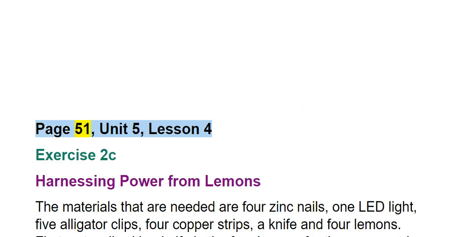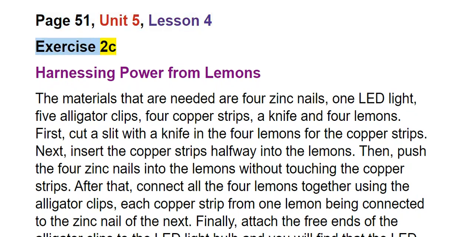Page 51, Unit 5, Lesson 4. Exercise 2C. Harnessing power from lemons. The materials that are needed are 4 zinc nails, 1 LED light, 5 alligator clips, 4 copper strips, a knife, and 4 lemons. First, cut a slit with a knife in the 4 lemons for the copper strips.